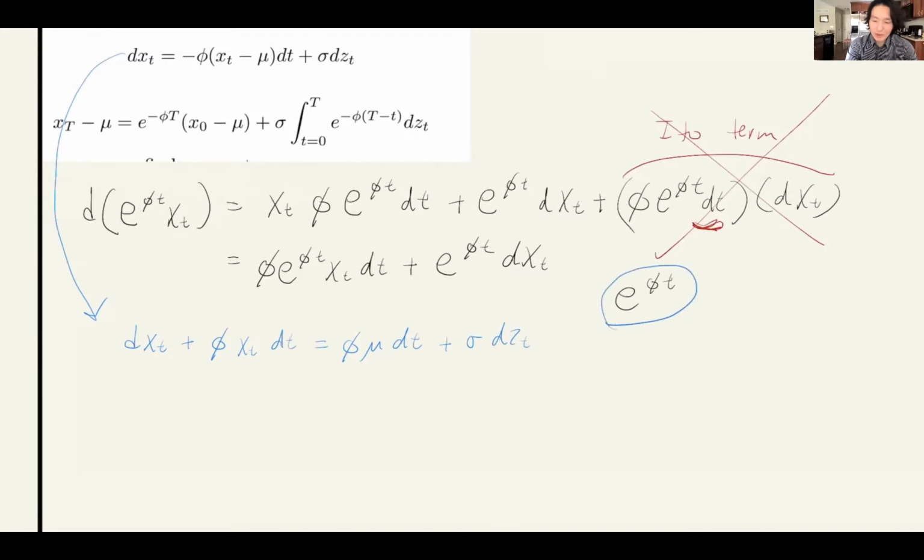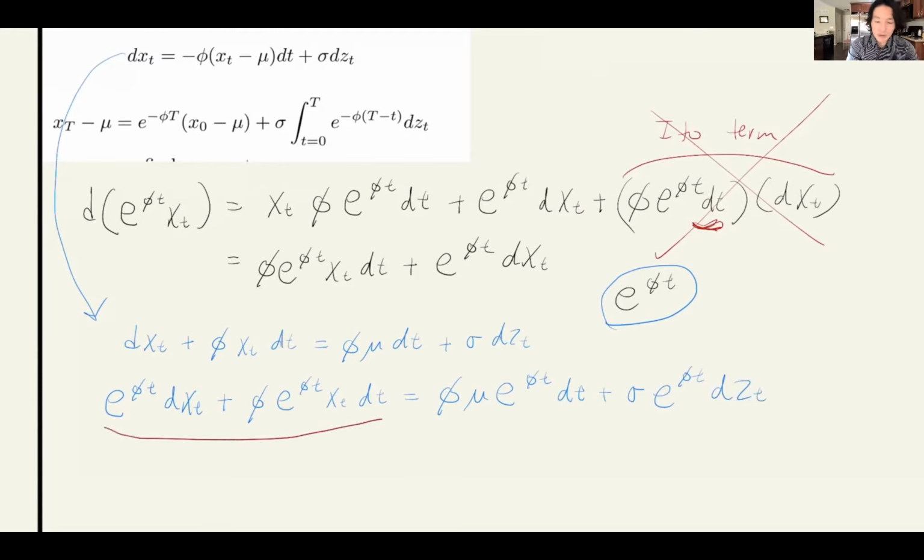Now multiply both sides by this. Then we have e to the vt dxt plus v times e to the vt xt dt equals v mu e to the vt dt plus sigma times e to the vt dzt. Okay. Now, can you see something familiar here? This thing is the same as that. So it becomes d of e to the vt xt equals the same thing on the right.